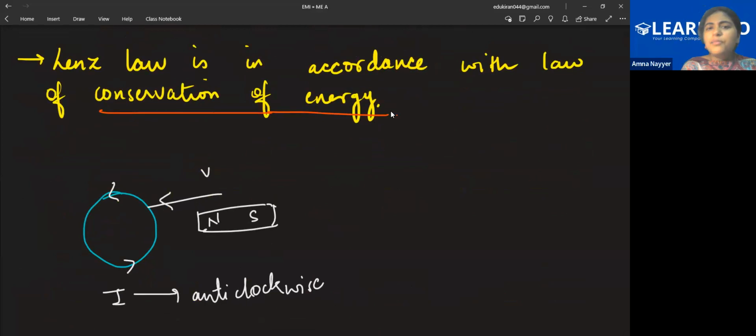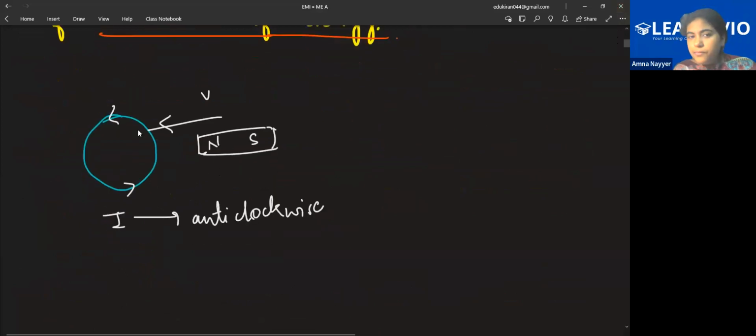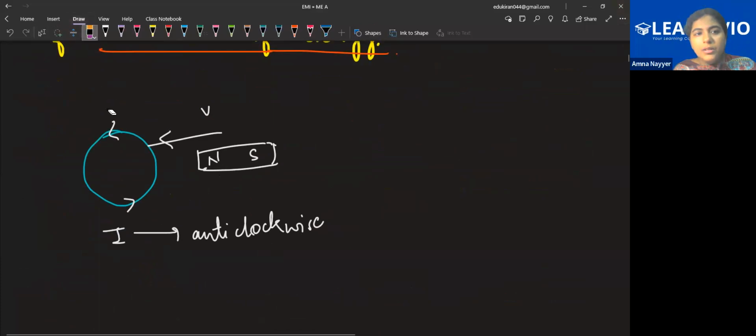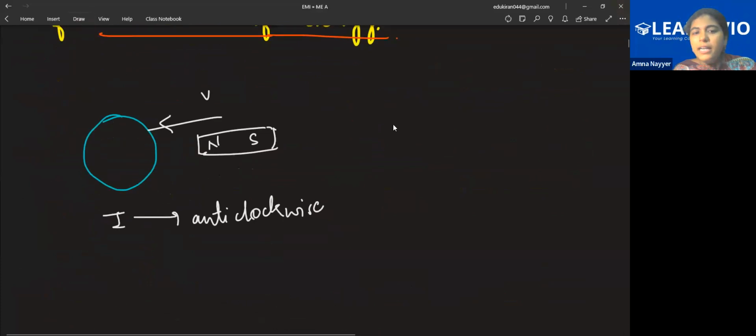Now let us see some practical applications portion. Look at this. There is a magnet which is coming. This magnet is coming. Okay. So what is the cause?